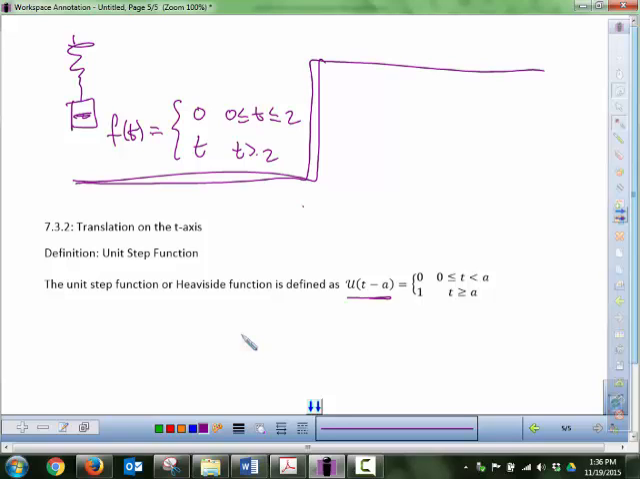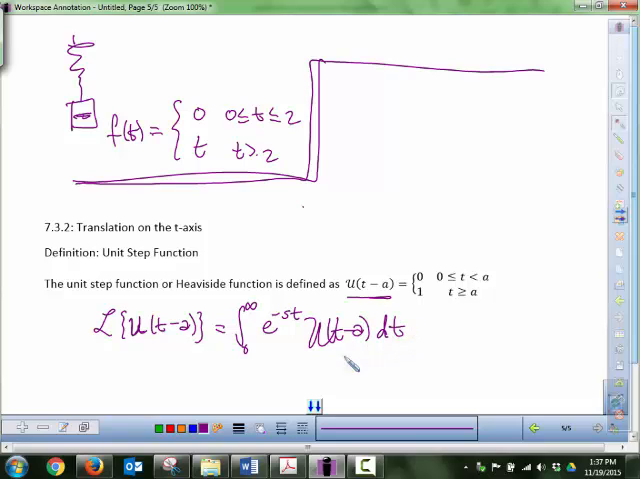I don't know if the book does it. I didn't look. But you can start it by, I'm not going to complete this whole thing, the Laplace transform of the Heaviside function, make your u look a little fancy, is going to be, by definition, the integral from 0 to infinity of e to the negative st times the u of t minus a dt.